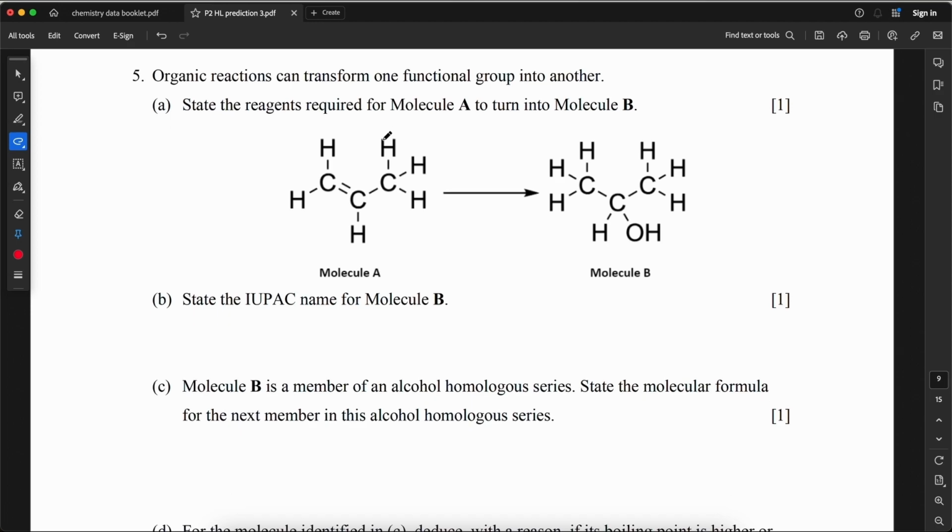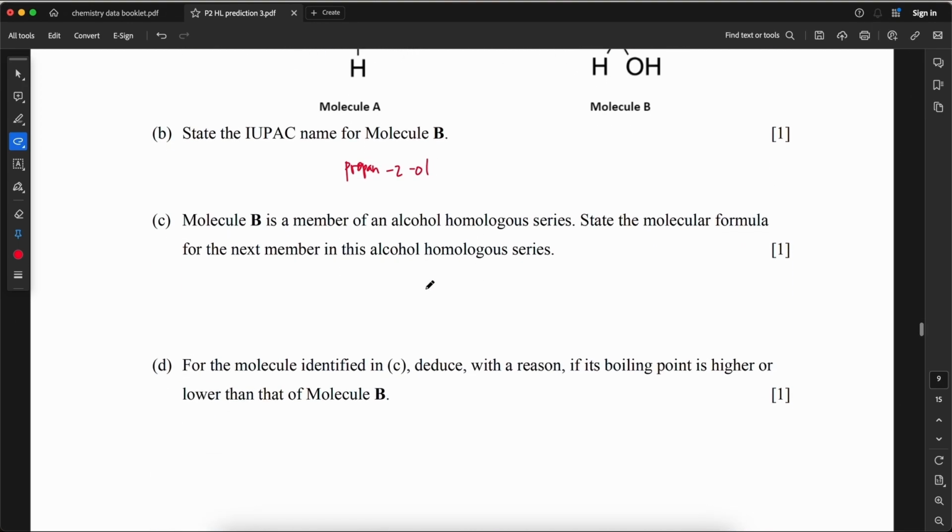Organic reactions can transform one functional group into another. State the reagents required for molecule A to turn into molecule B. As you can see, there is OH right here. So the reagent, of course, will be water because it has OH and H. State the IUPAC name for molecule B. So 1, 2, 3. Alcohol at number 2. So propan-2-ol.